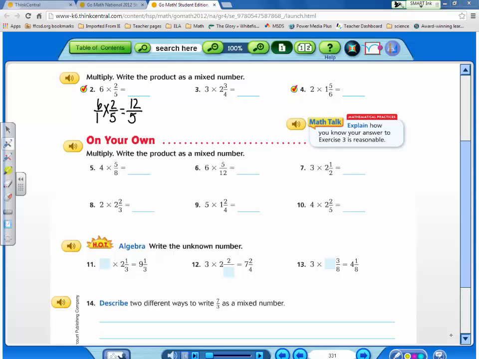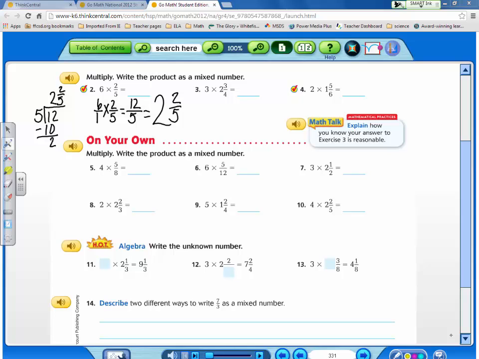Now we can't leave that as a fraction greater than 1, so we can do division, and we can do it in our head or we can do it on the side. We say how many 5s are in 12? Well, there are 2 5s, so that equals 2 wholes. 2 times 5 is 10. Subtract, and we have 2 left over, and we write that remainder as 2/5 because we keep our denominator. So we change 12/5 to 2 and 2/5.